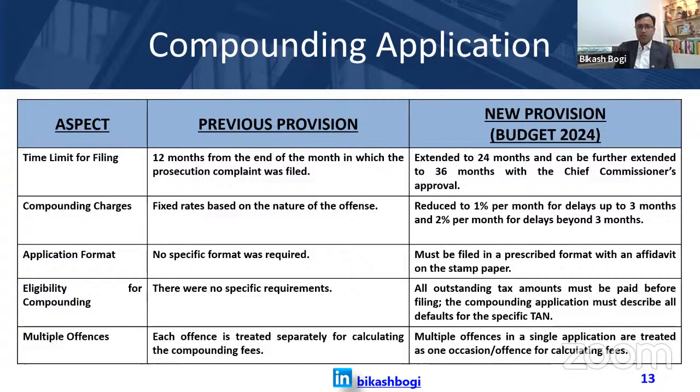Eligibility for compounding. Earlier there was no such specific requirement, but now the tax department has brought this amendment that if you want to make an application for compounding, then before the filing of the application, all your TDS dues should be paid. Suppose you have filed the application and there are any TDS dues against your TAN number, then your application may be straight away rejected.